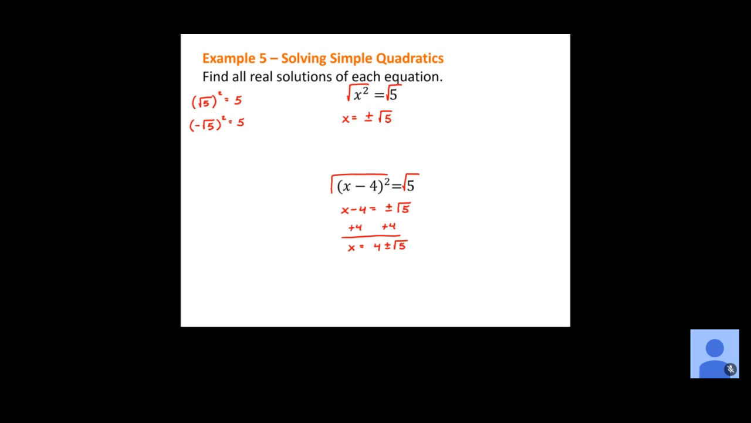But again, notice we have two different answers: 4 plus square root of 5, 4 minus square root of 5. So in WebAssign, if you wanted to enter this answer, you're going to do that and that. Because again, there is no plus or minus button in WebAssign. Any questions on that one now?